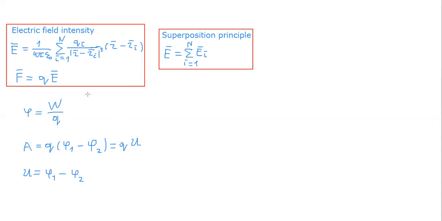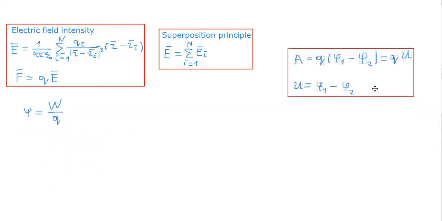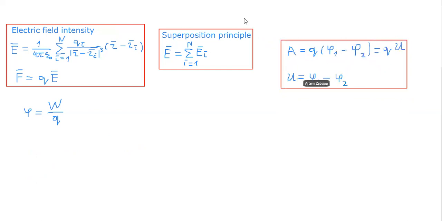So we can write this in the red frame. This is the work of the electrostatic force. It can be found via the potential difference, and potential can be found as potential energy divided by electric charge.